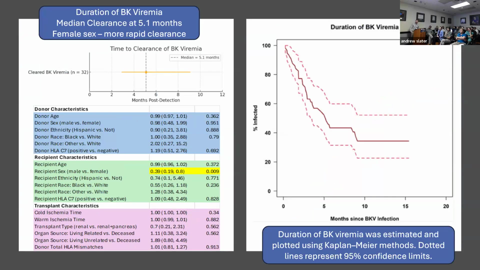What about the total duration of BK viremia? So the median clearance time for the entire cohort was 5.1 months. And what they saw was that the female sex versus male sex had a statistically significant more rapid clearance.